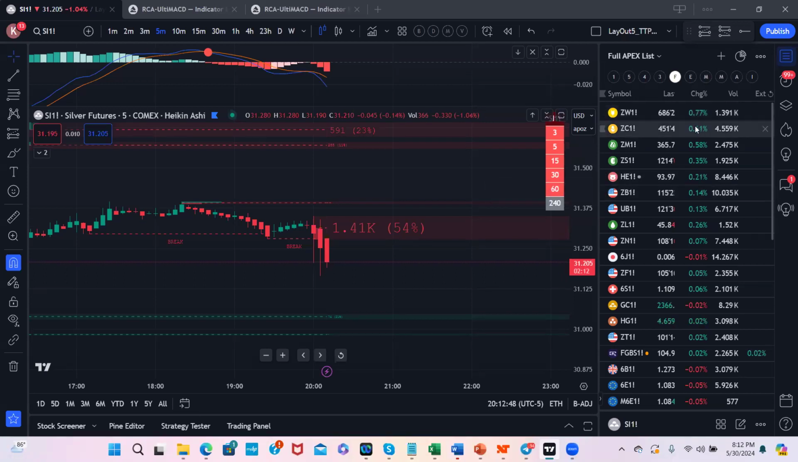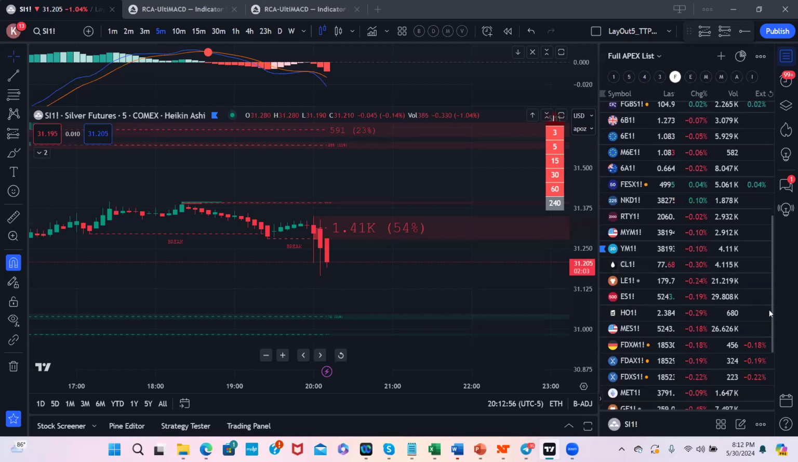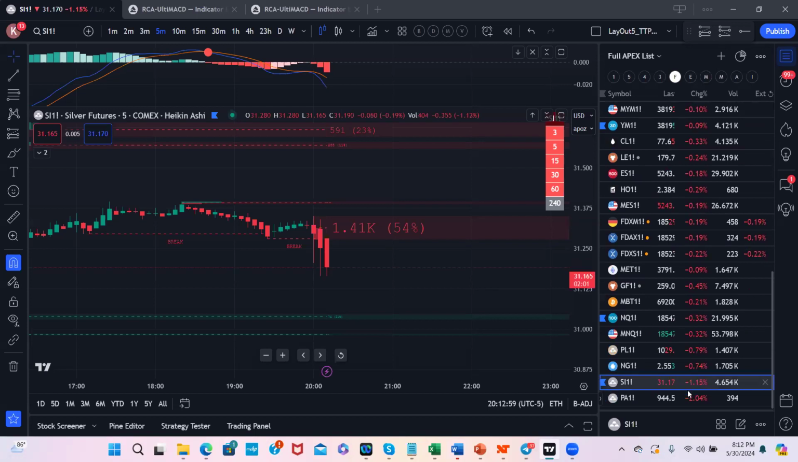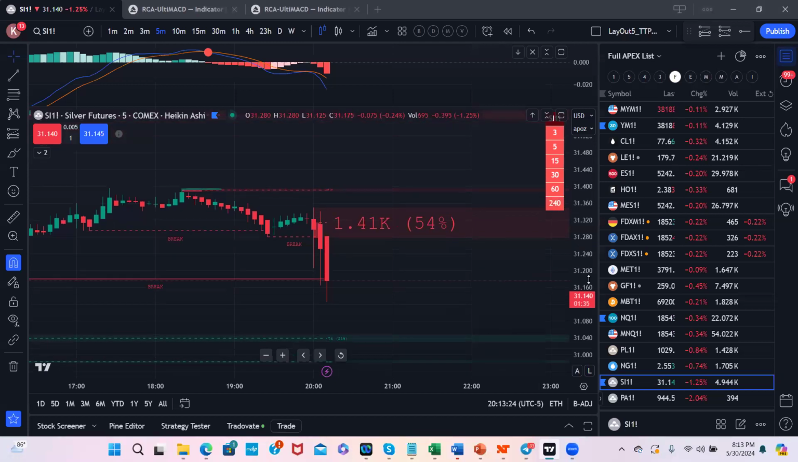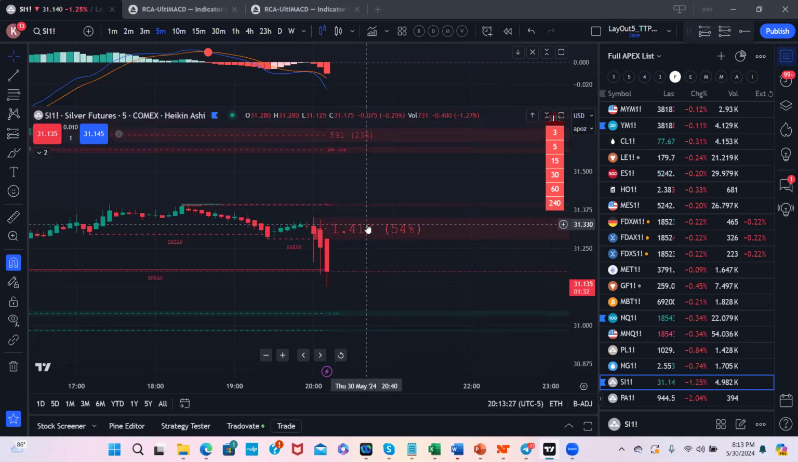Today, most of them are like 0.7, 0.6, 0.5, 0.3, 0.2, right? Nearly nothing, very bullish, or only I think silver is looking a little bearish. Silver and palladium, but volume is very less. Only thing which is looking a little better is silver. There is a big sell order here.